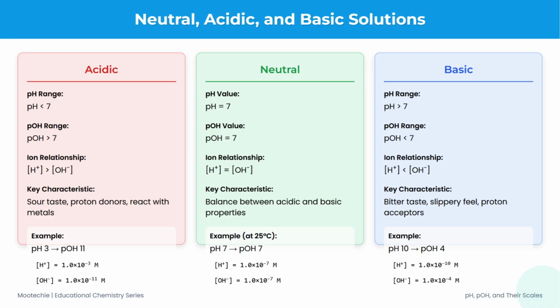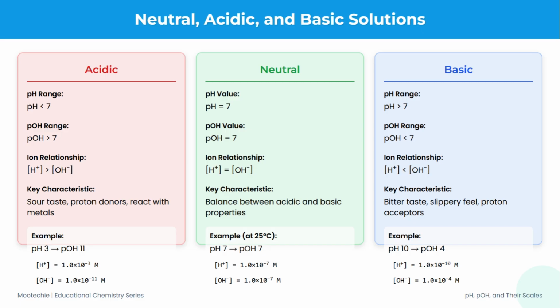Now, let's bring it all together and look at the characteristics of different types of solutions. First, acidic solutions. They have a pH of less than 7 and a pOH of greater than 7. The relationship between ions is that the hydrogen ion concentration is greater than the hydroxide ion concentration. They often have a sour taste, are proton donors, and can react with metals.